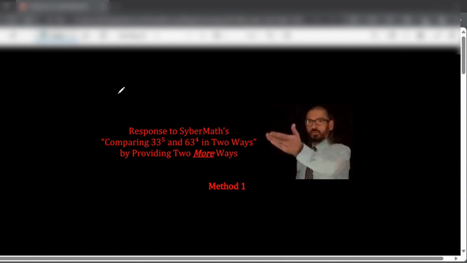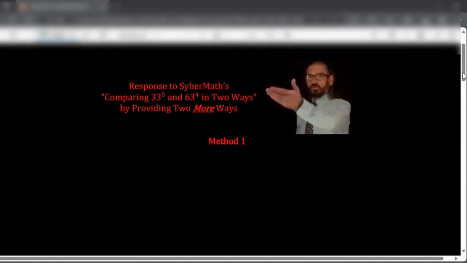I'm going to show two methods as well. My first method is a longer one, but in the end is related to one of the methods that he showed. Then I'm going to show the method that I typed up in the comments. First method, I'm going to use the binomial theorem.